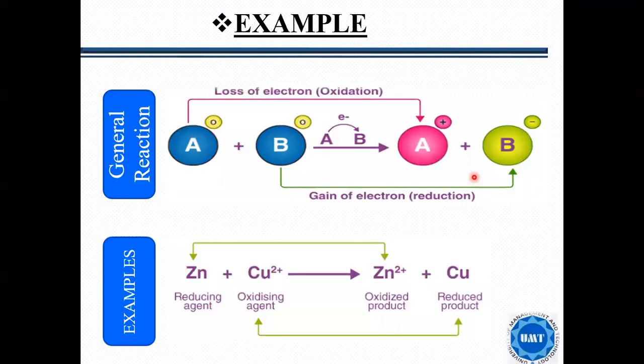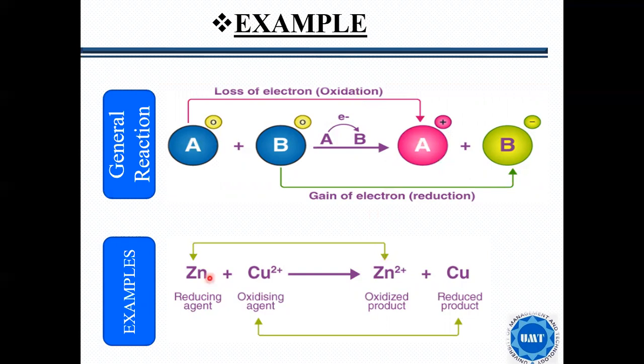Now, these are examples of redox reactions. This is the general reaction in which A and B are the reactants, and one reactant will show oxidation and the other will show reduction. These both are in elemental state, and when one loses an electron, it is oxidation, and when it gains the electron, it is reduction.